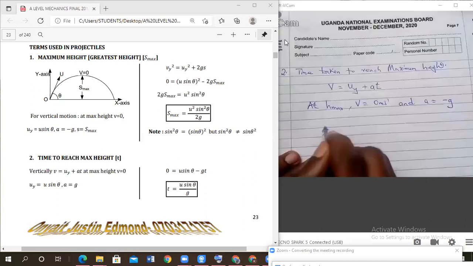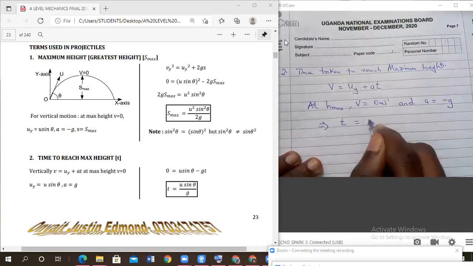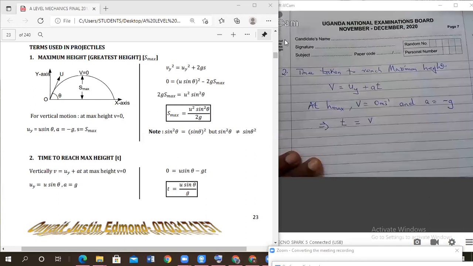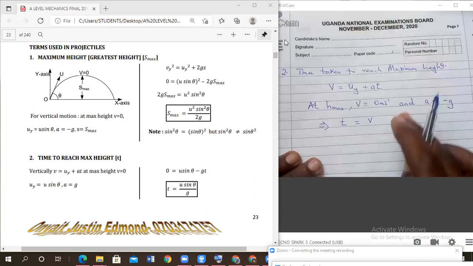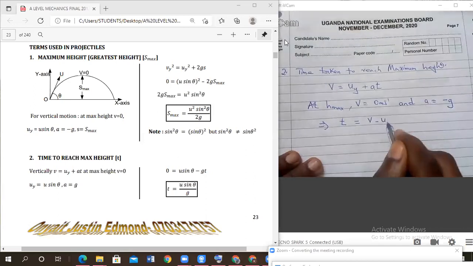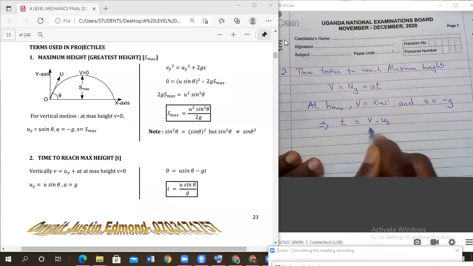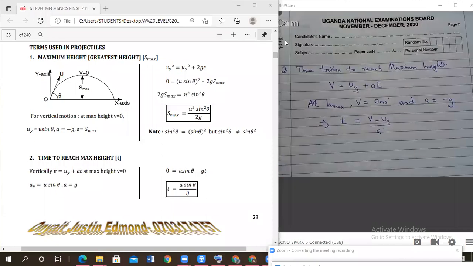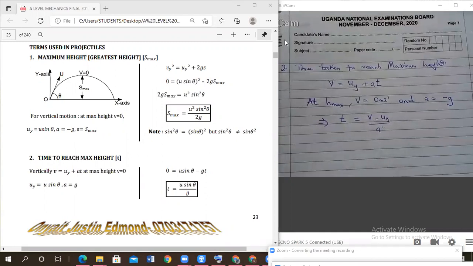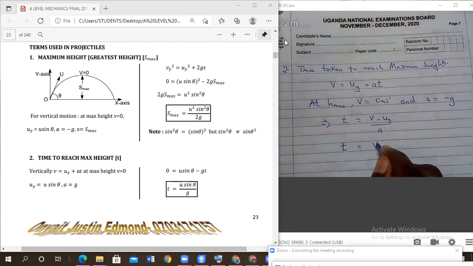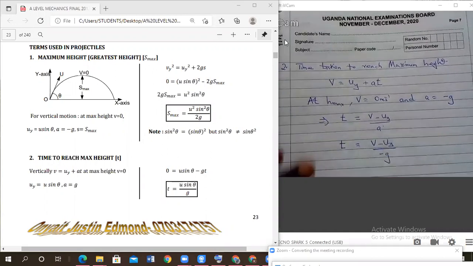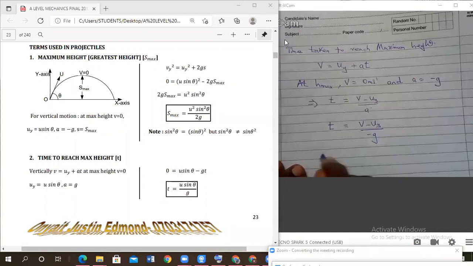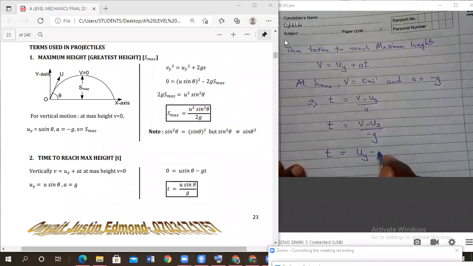If I make T the subject, I'll have T equals V minus U. Let's first leave it in terms of A. T equals V minus Uy over A. But remember we said A is equal to negative G. So T equals V minus Uy out of negative G. This negative will affect that, so we shall have Uy minus V over G.